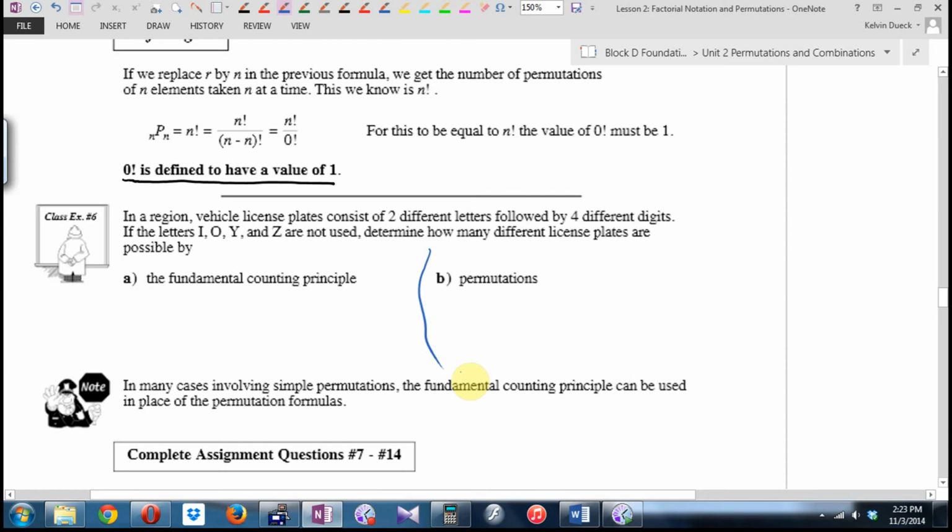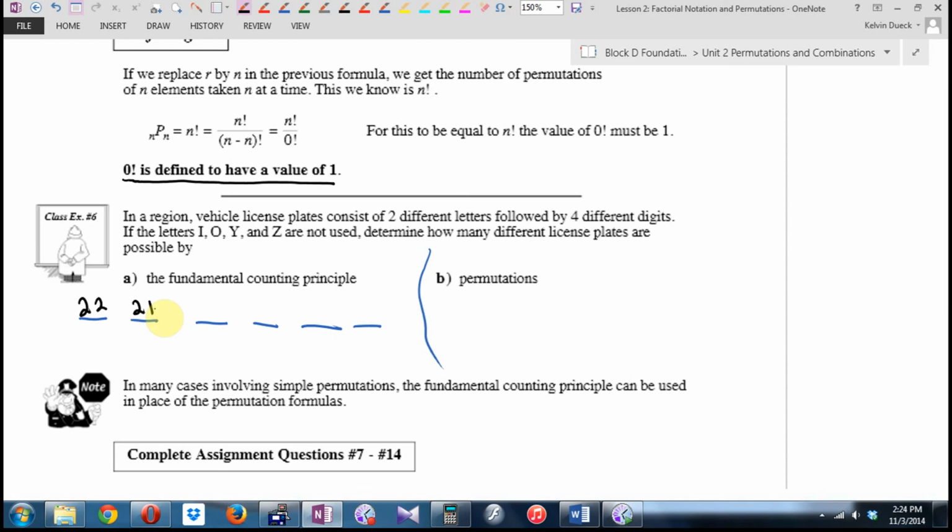Okay. Fundamental counting principle looks like it's going to be 2 different letters, 4 different digits. How many choices do I have for the first letter, not 26? 22? And the letters have to be different, so how many choices do I have for the second letter now? 21. How many choices do I have for the first digit? Are there any restrictions mentioned in the question? So how many choices do I have for the first digit? 10? Then? 9? Then?